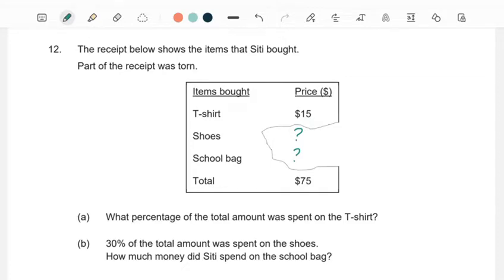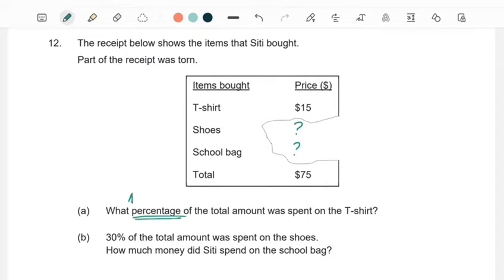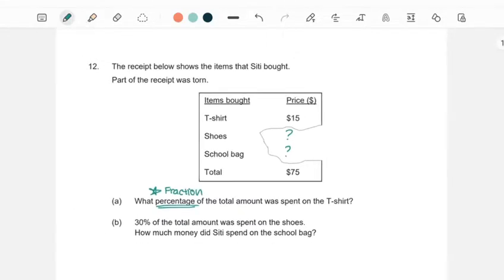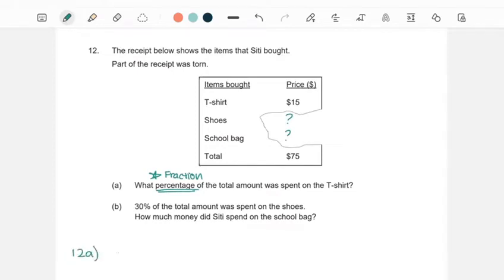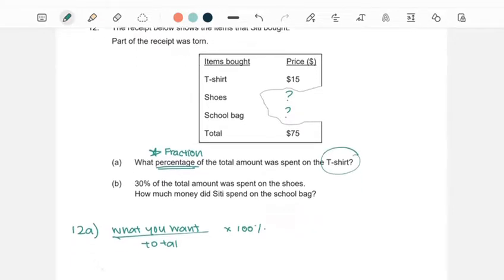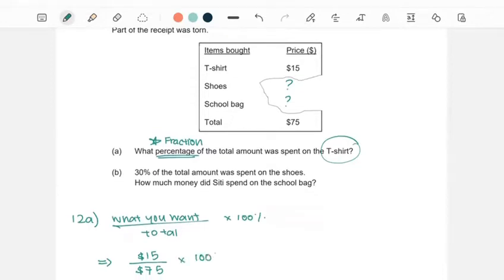t-shirt. Okay, so whenever you have a percentage question, you have to remember that we always express as a fraction first. Okay, so fraction of what you want over total times 100% will give you the percentage. Now, we are interested in the amount spent on the t-shirt, which is $15. And the total is $75. And this is the fraction that we'll get times 100%. You can just key in the whole thing into your calculator, give you 20%, and that is your answer for part A.